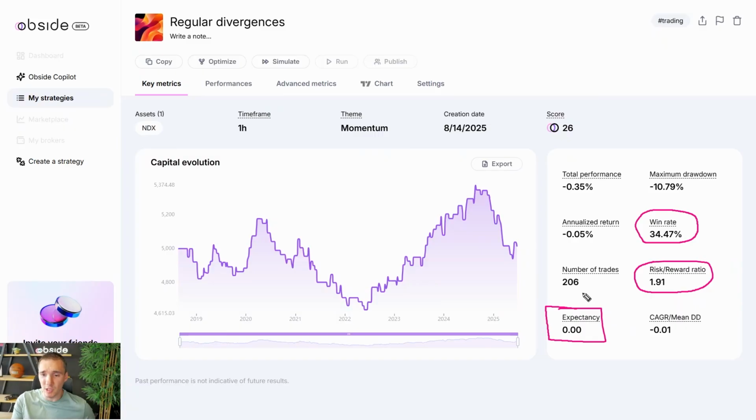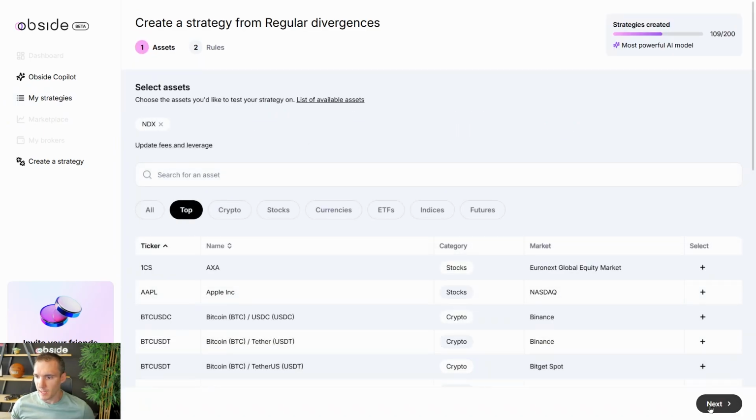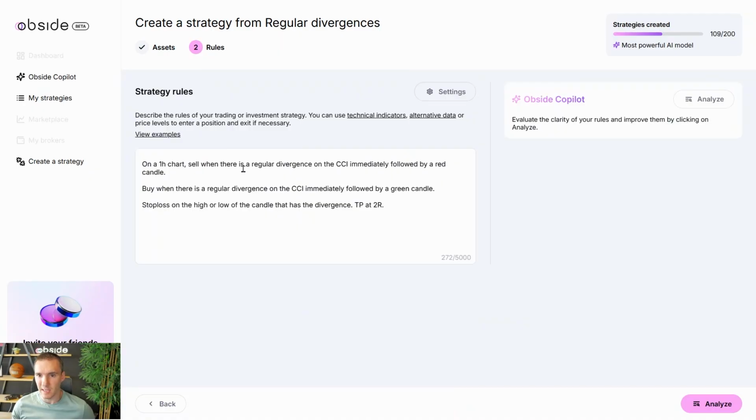So as we mentioned, not all divergences should be traded because it's kind of pointless to do so. Let's now try not with regular divergences, but with hidden divergences. So I'll copy the strategy and I'll slightly modify the rule. I'll say sell when there is a hidden divergence and buy when there is a hidden divergence, also followed by either a red or a green candle, depending if we want to sell or buy. So I'll start this backtest and we will see if it's actually better or not.